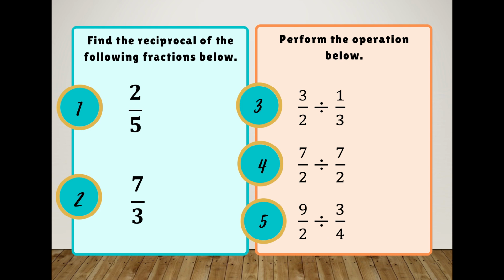Okay, let's check your answer. What is the reciprocal of 2 over 5? Very good. That is 5 over 2. What is the reciprocal of 7 over 3? Very good. That is 3 over 7. Number 3. What is 3 over 2 divided by 1 over 3? Very good. That is 1/2.